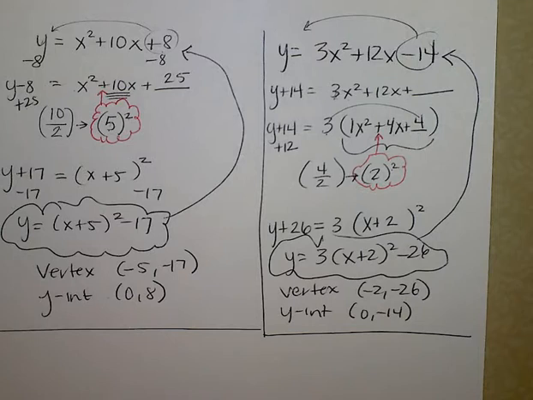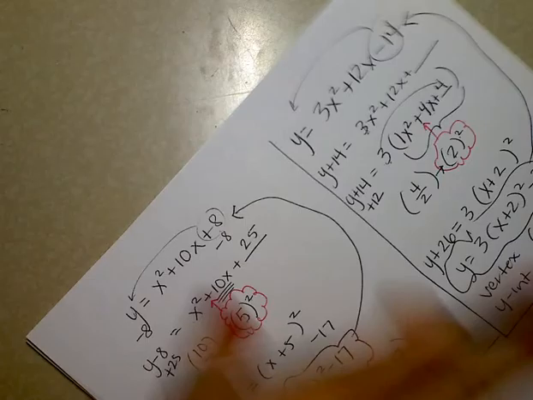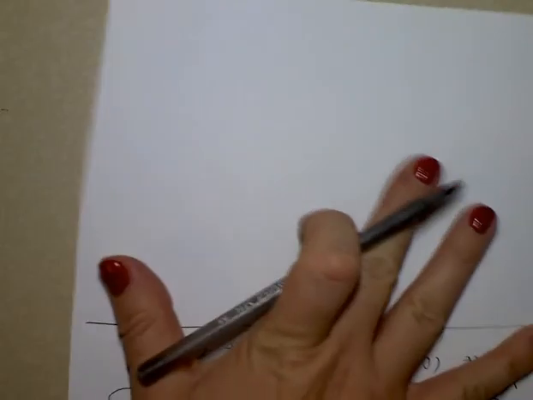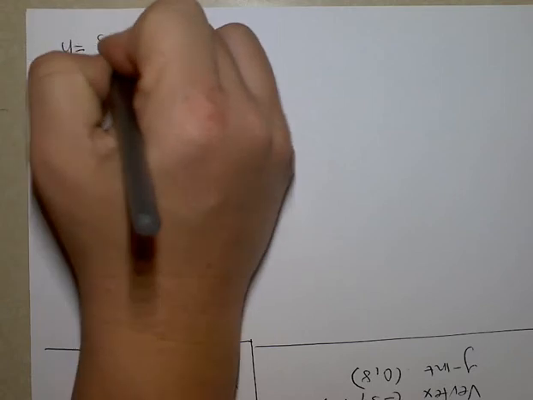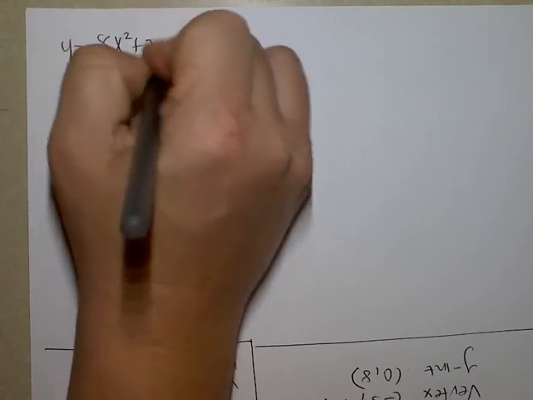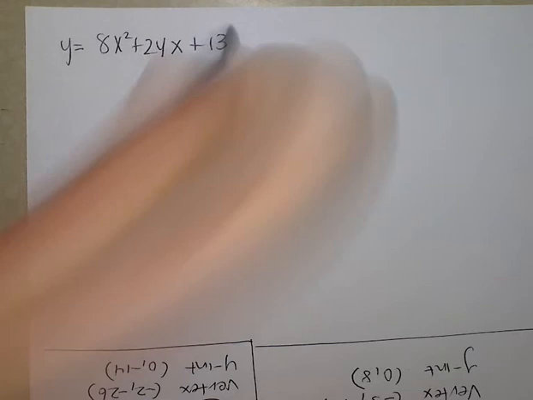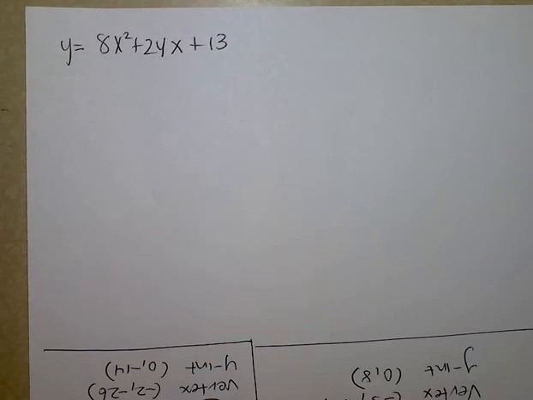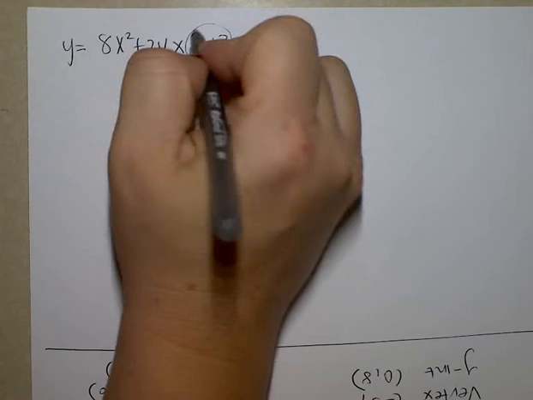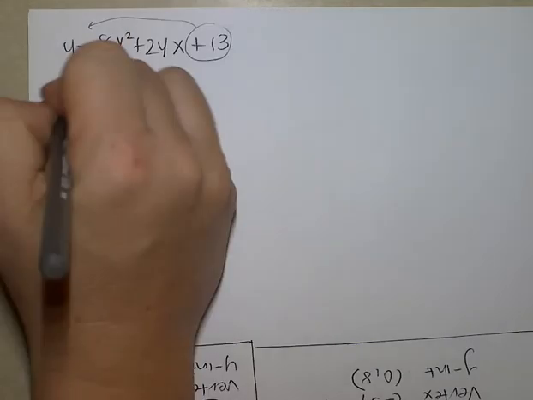Okay, our third problem is y equals, let me flip this around to give us more space. y equals 8x squared plus 24x plus 13. First step is move the constant to the other side. So when the 13 moves over, it becomes -13.